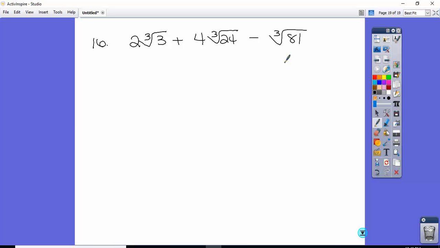All right, in order to add or subtract with radicals, we need the same thing under our radical. So let's start by reducing those. Can we break down the cube root of 3? No, so that one just stays.